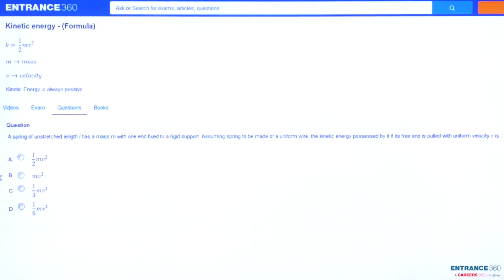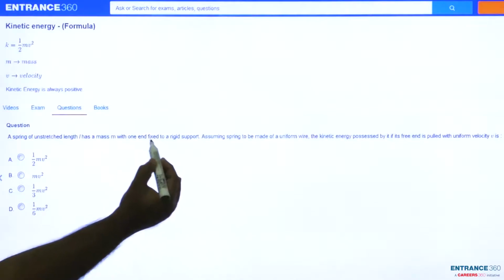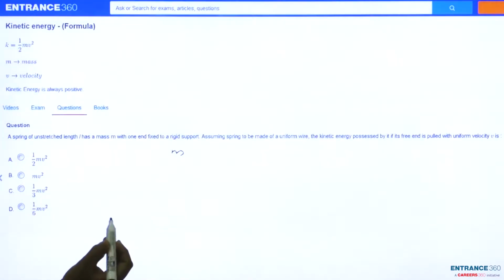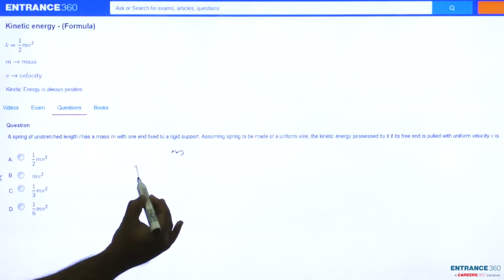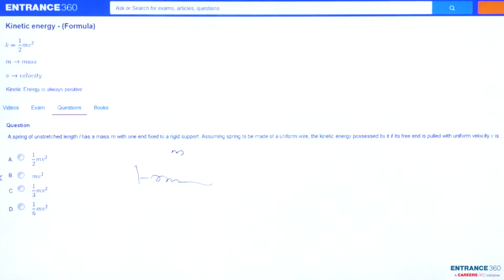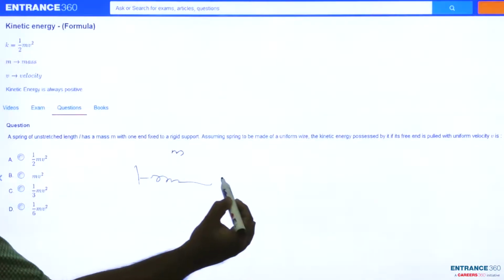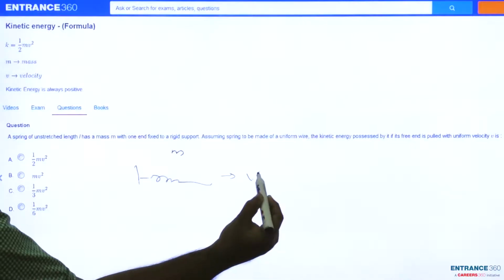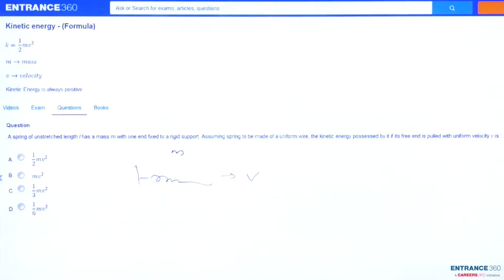The question says, a spring of unstretched length L has a mass M and one end is fixed to a rigid support. Assuming the spring to be made of uniform wire, the kinetic energy possessed by its free end is, when it is pulled with the velocity v. We have to calculate the kinetic energy.